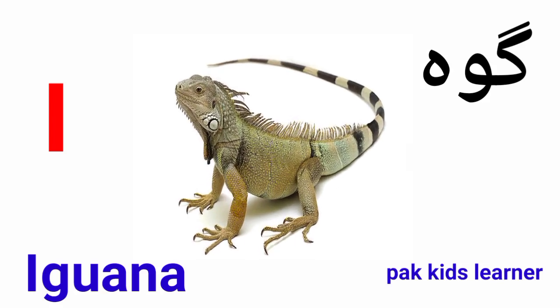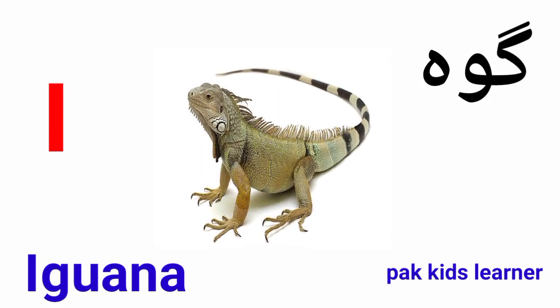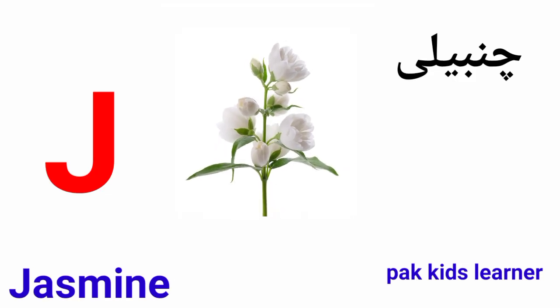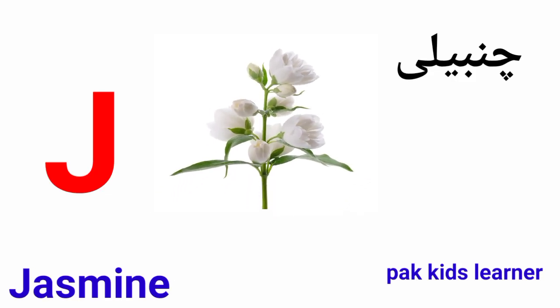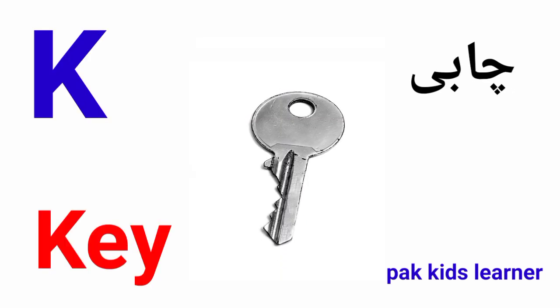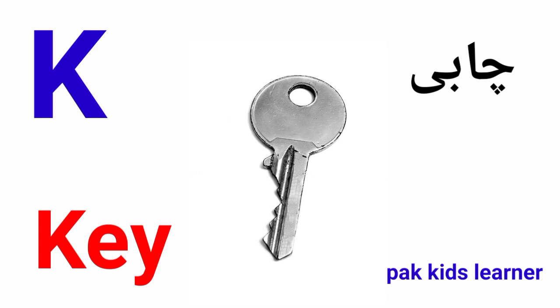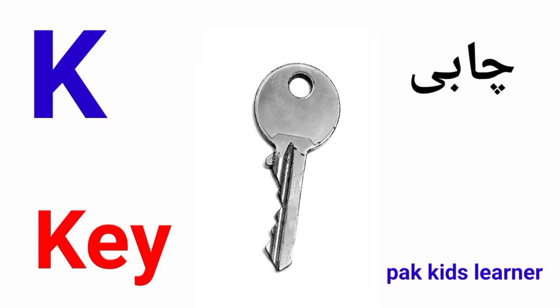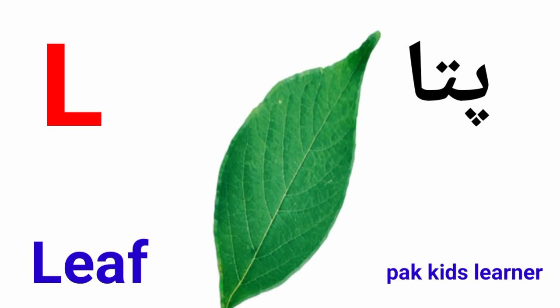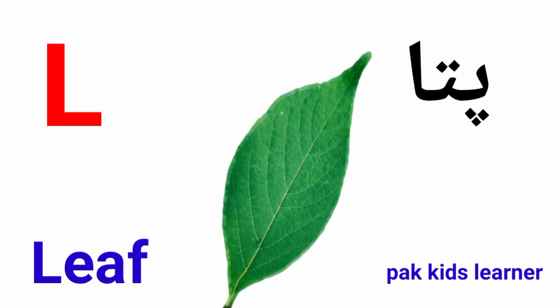I for iguana. Iguana means go. J for jasmine. Jasmine means chambeli. K for key. Key means chabi. L for leaf. Leaf means patta.